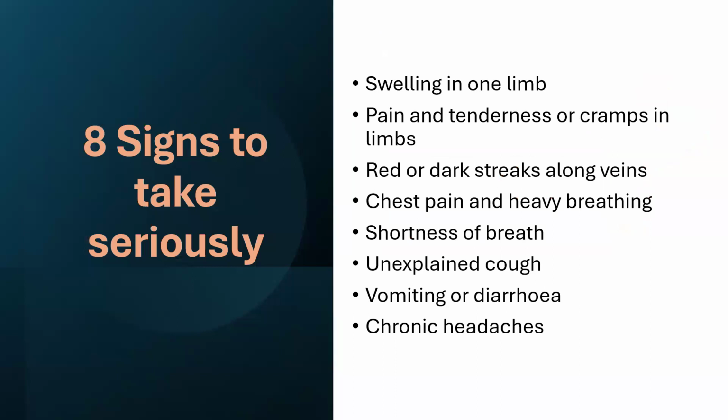Swelling in one limb. If one limb gets swollen, that has to be taken seriously. Then pain and tenderness or cramps in the limbs. Red or dark streaks along the veins. Chest pain and heavy breathing might indicate that a clot has shifted and has gone to the lungs. Shortness of breath, unexplained cough, vomiting or diarrhea, and chronic headaches. All common symptoms, but now I'm just discussing this so that we always learn to ask ourselves, what else could it be?